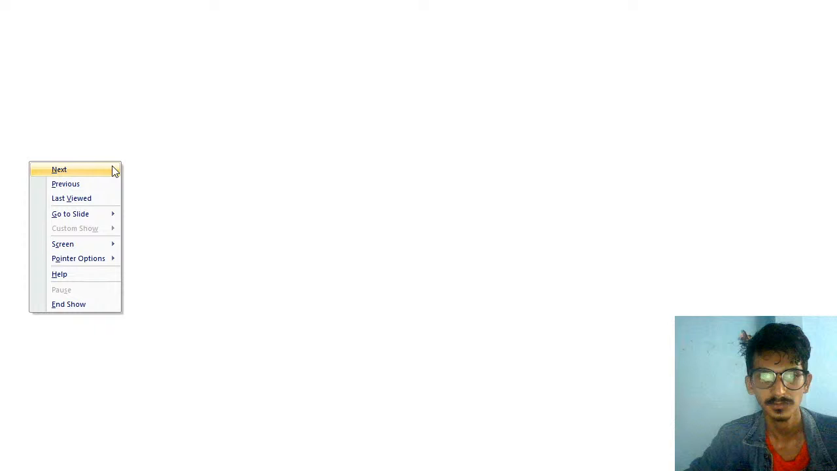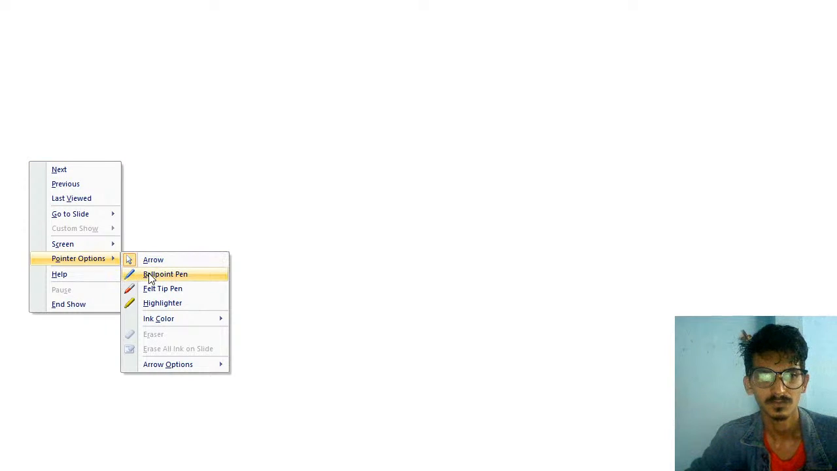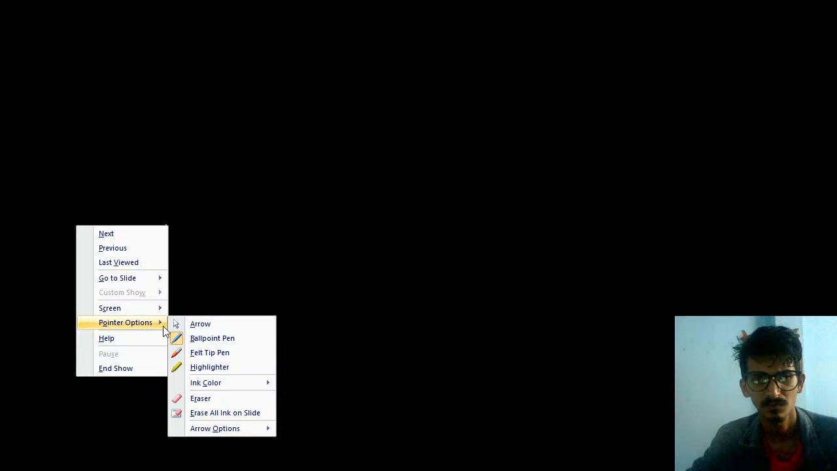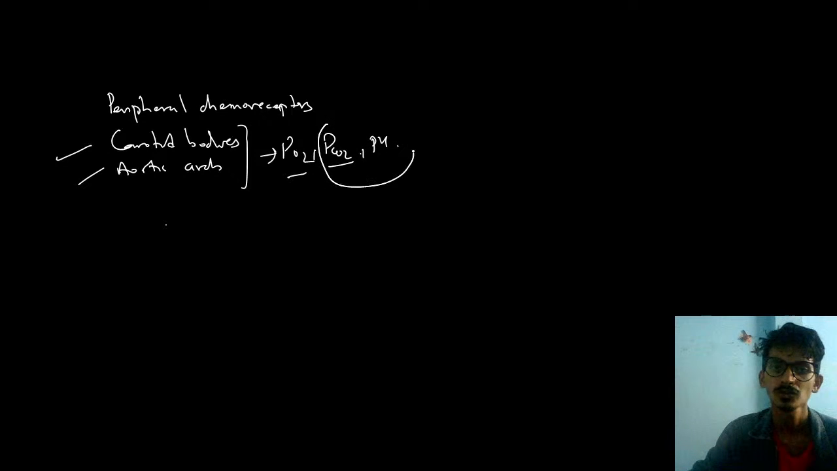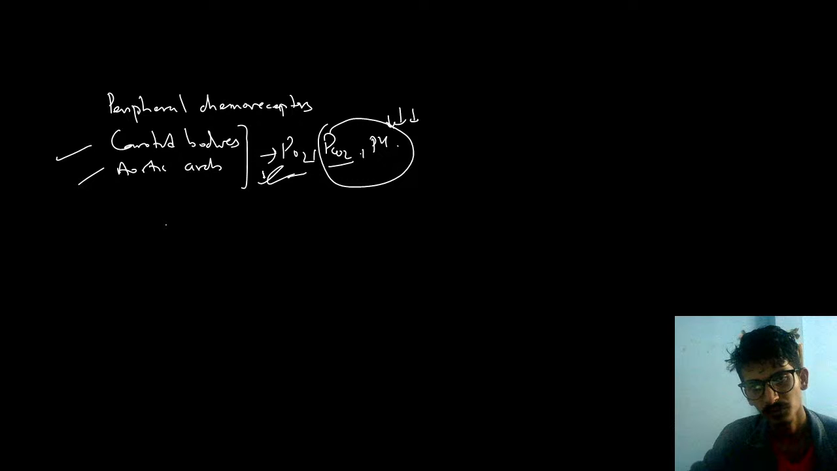The second type of chemoreceptors I would like to talk about is the peripheral chemoreceptors. Peripheral chemoreceptors are present in the carotid bodies and aortic arch. They can respond to oxygen, carbon dioxide and pH, but the response to carbon dioxide and pH is lesser than that of the central chemoreceptors. Another important factor is that the peripheral chemoreceptors are those which can respond to the oxygen content of the blood.